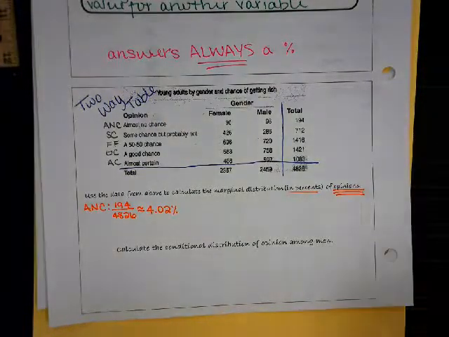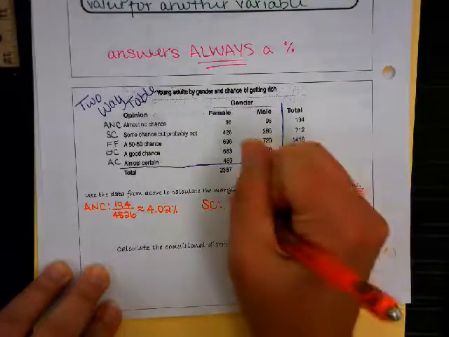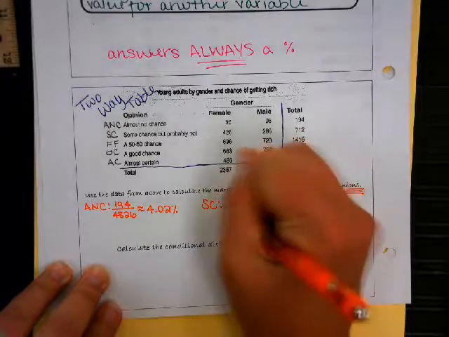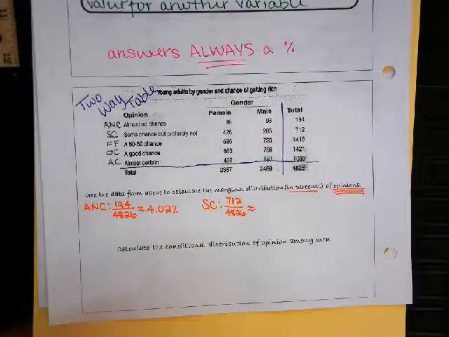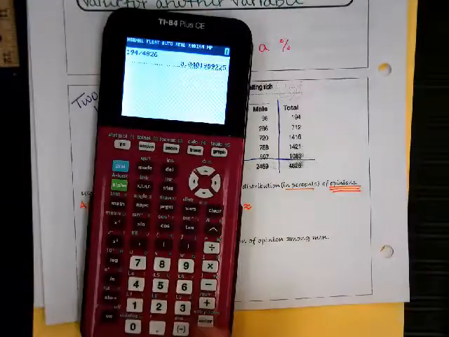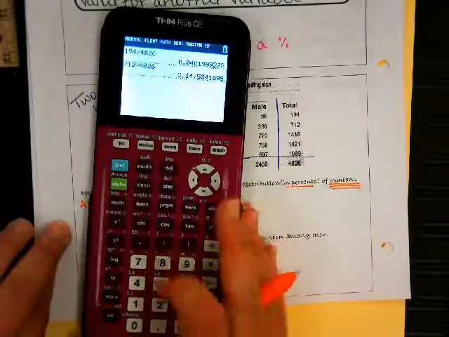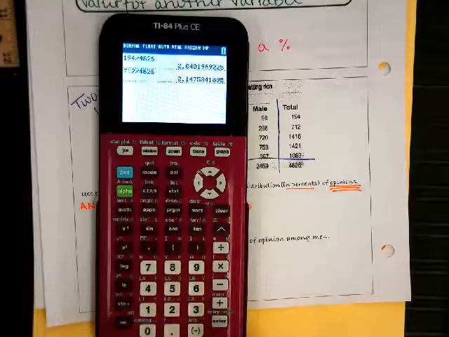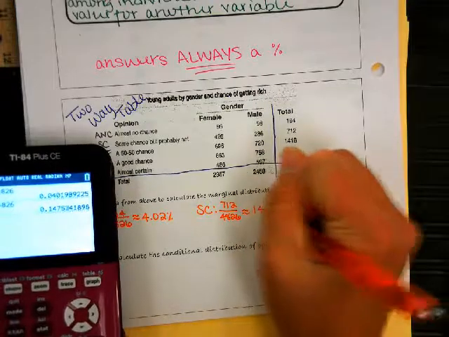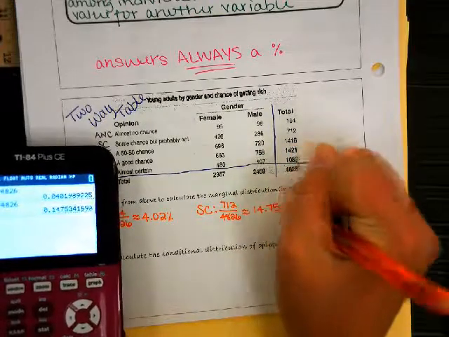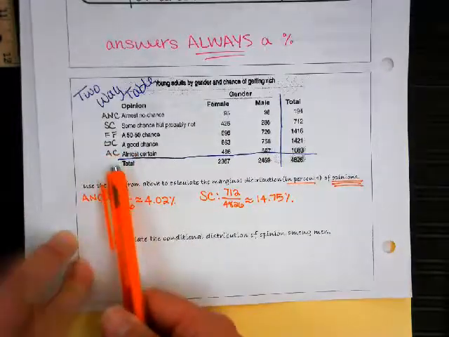All right, some chance would be 712 out of the 4826, which would give us 14.75%. And then I'm going to let you guys find the marginal distribution for 50-50, good chance, and almost certain.